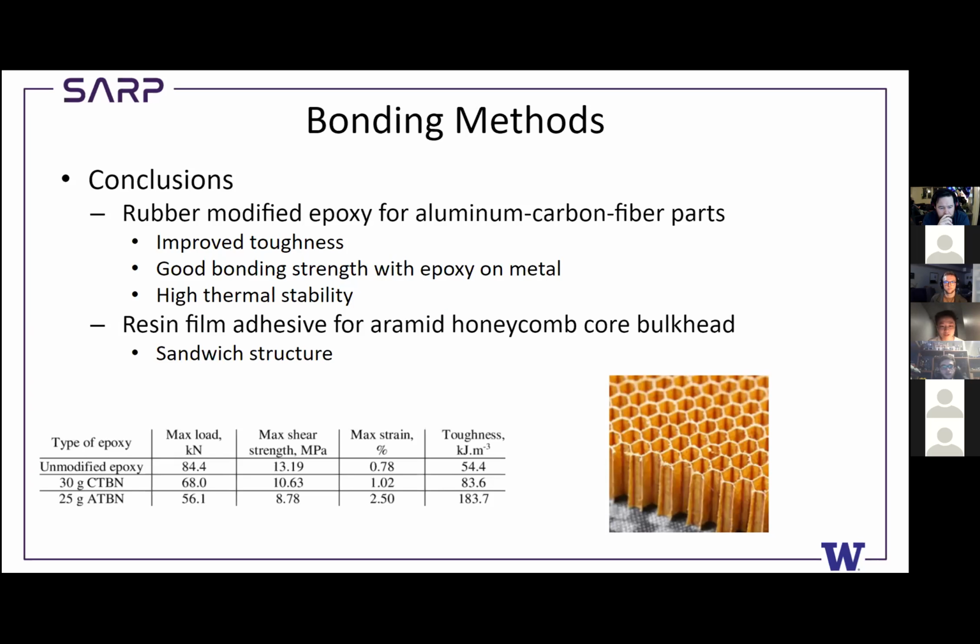So at the left bottom side, the table is research data for bonding properties for rubber modified epoxy. And as we can see, the last column, the modified epoxy with some rubber added has significantly higher toughness than the unmodified one. So for the honeycomb core bulkhead, we are going to use the resin film adhesive just for the sandwich structure. Yeah. Next slide.